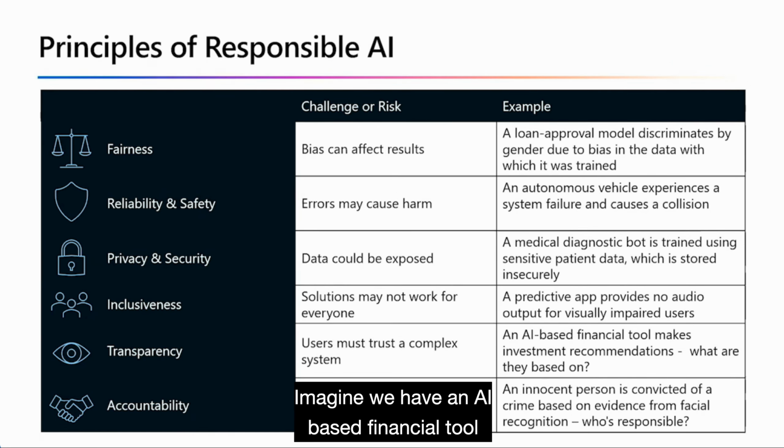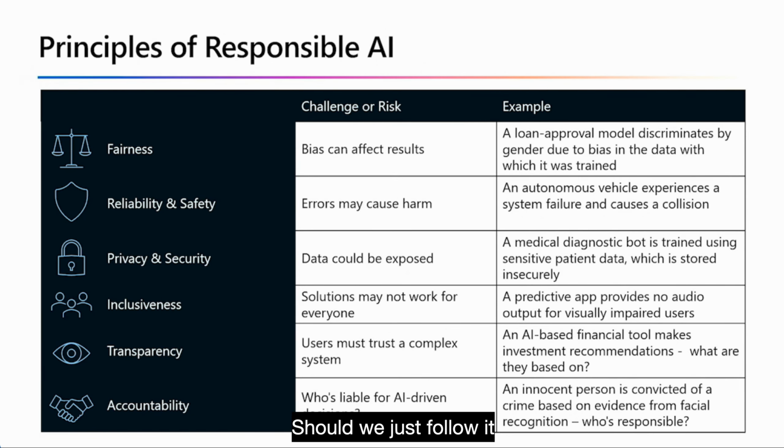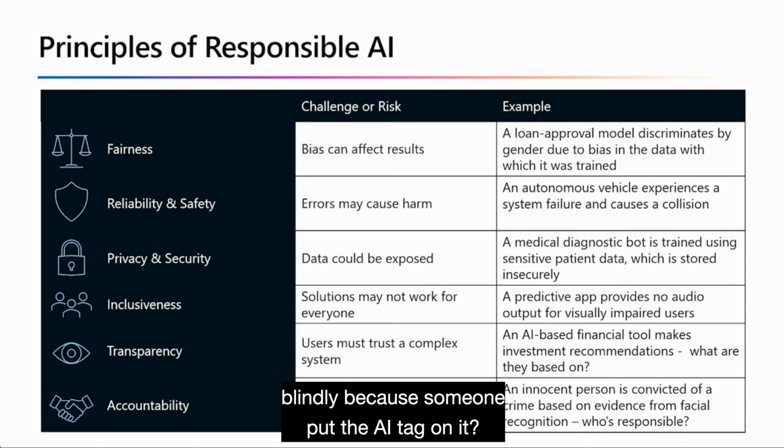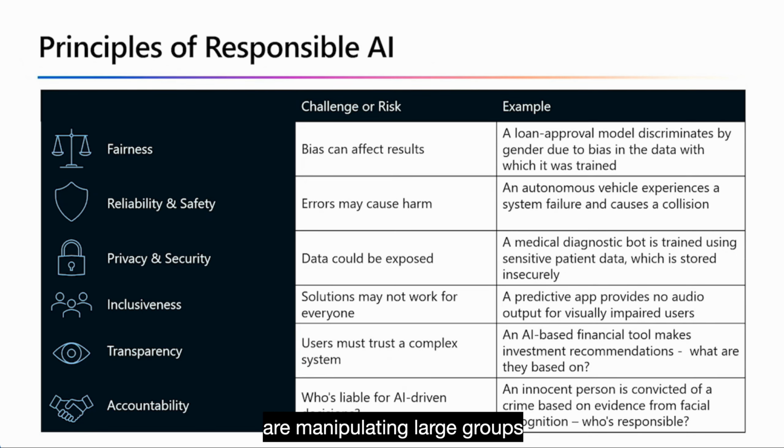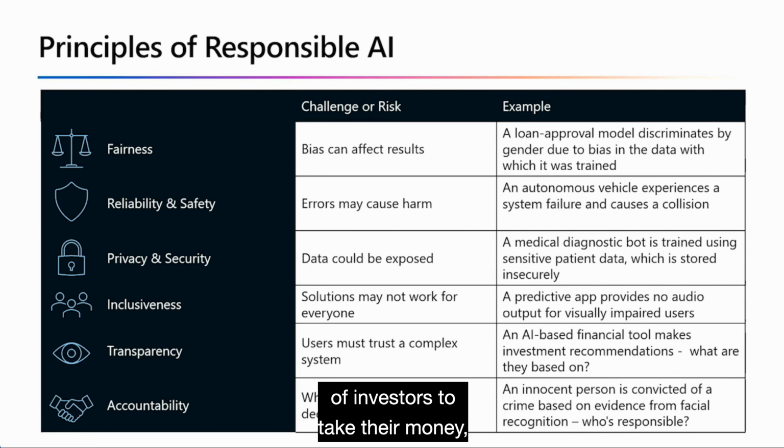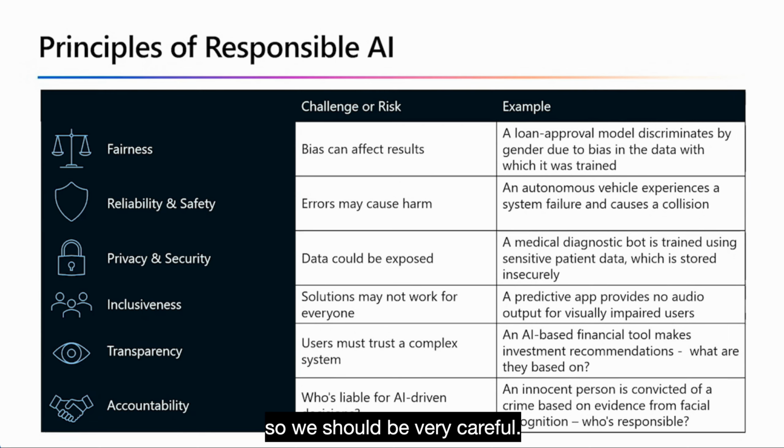Imagine we have an AI-based financial tool that gives you investment advice. Should we just follow it blindly because someone put the AI tag on it? The tool might be controlled by some bad actors who are manipulating large groups of investors to take their money. So we should be very careful.